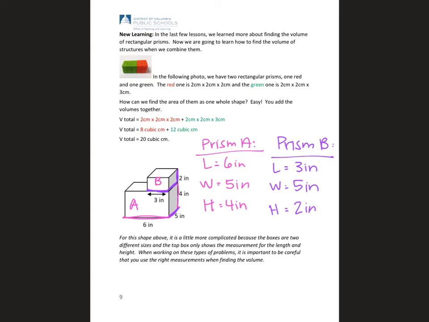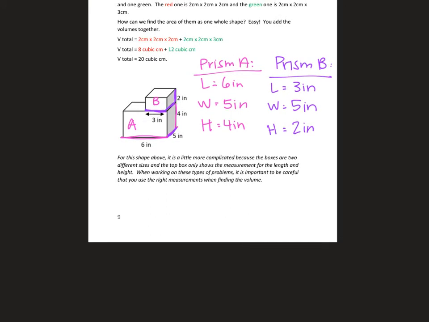Okay? So now that I know the dimensions for each one, I could go ahead and find the volume and then add the two volumes together, right? So for prism A, I'm not going to include my units just because I'm trying to just give an example. I'm going to have 6 times 5 times 4 inches, right? 6 times 5 is 30, and 30 times 4 is 120 cubic inches, right?